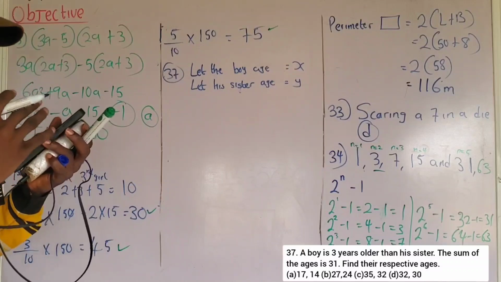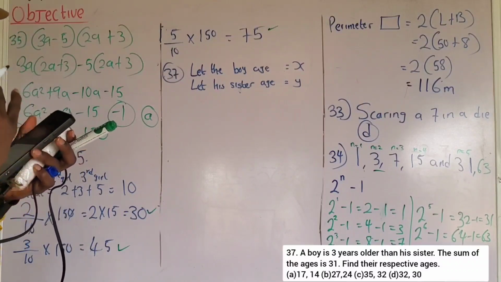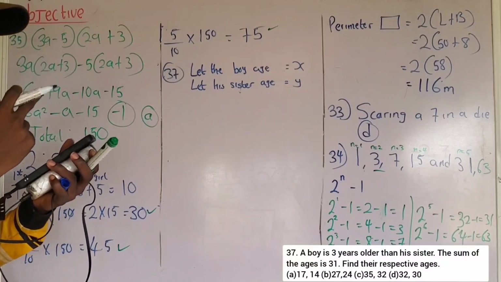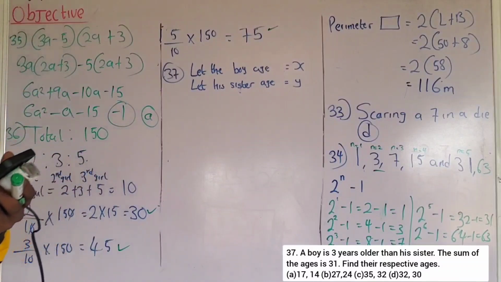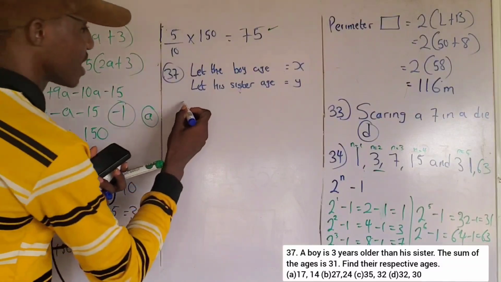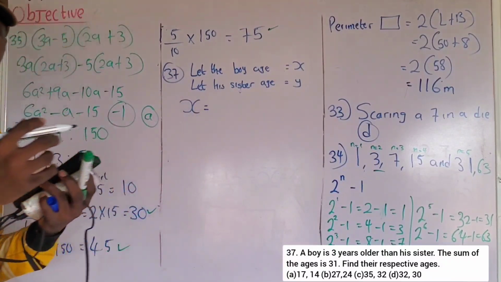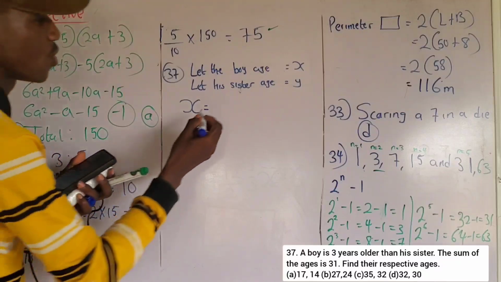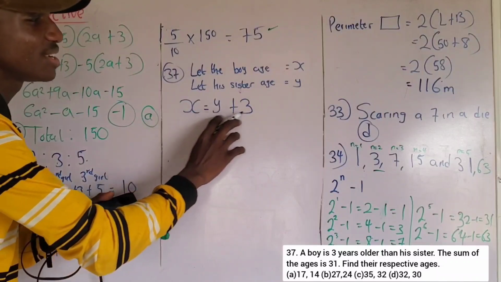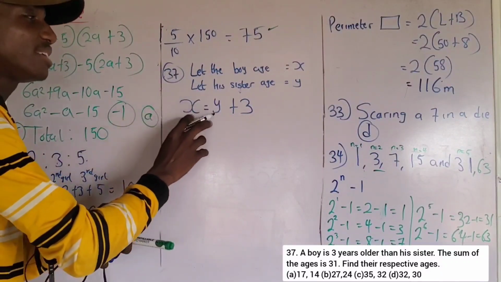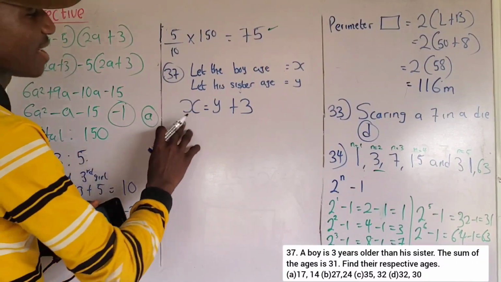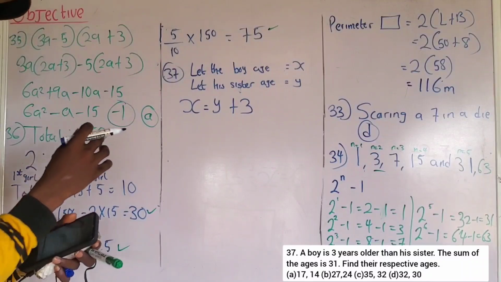Now, I want to express this mathematically. Let's look at the first statement. The first statement says a boy is 3 years older than his sister. That means if I want to express the boy's age in terms of the age of the sister, the boy's age, which is x, is equal to y plus 3. The reason is that the boy, which is x, is 3 years older than the age of the sister, and the age of the sister I've already represented as y. Do you understand now? So this is the mathematical expression of the first statement.